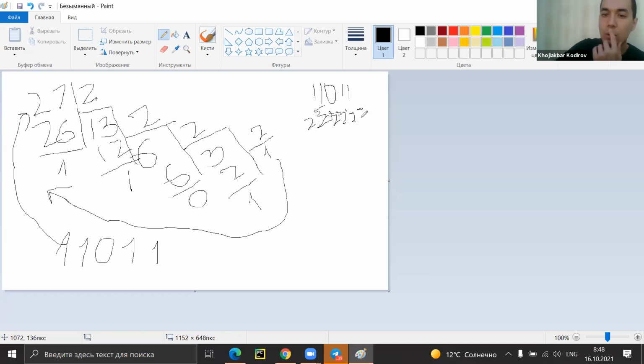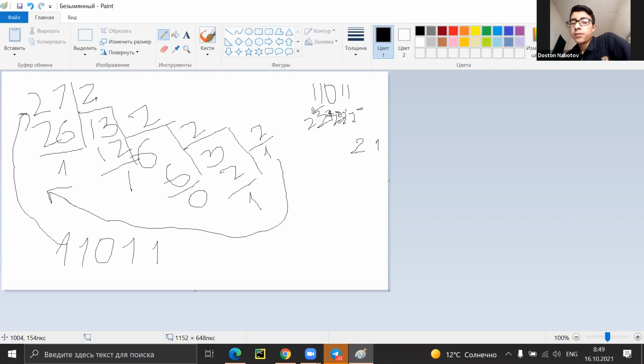Okay, then 2 to the power 0 is 1, 1 multiplied by 1 is 1. 2 to the power 1 is 2, multiplied by 1. Then 2 to the power 2, 2 to the power 3, 2 to the power 4. I'm just confused. Okay, then 2 to the power 2.